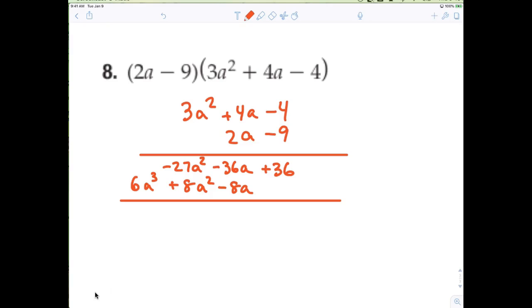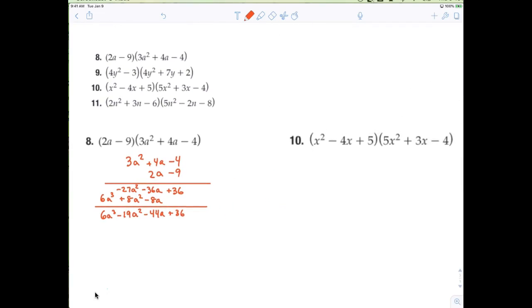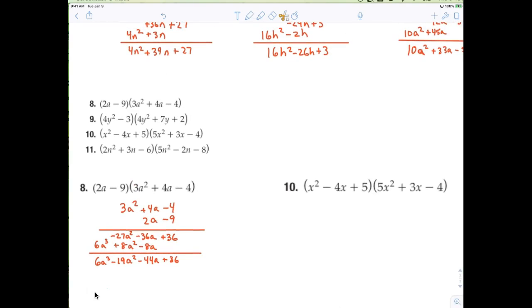And now you're adding. So again, 6a cubed minus 19a squared minus 44a plus 36. Anybody have any questions? All right, I agree, that's not bad. Now what I want to do is grab number 9. We're going to go ahead and do number 9.